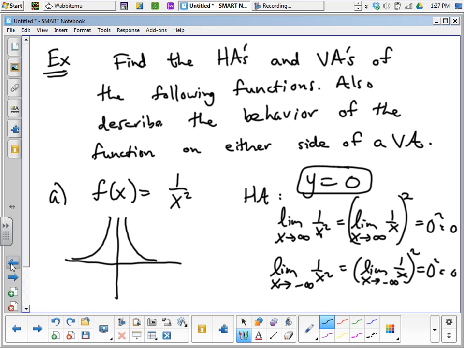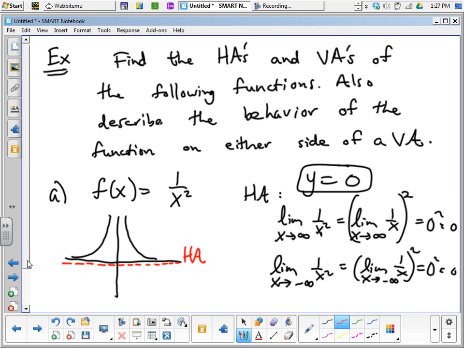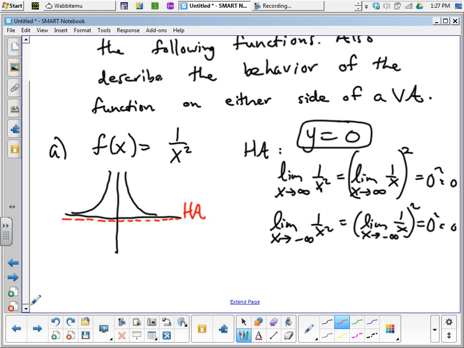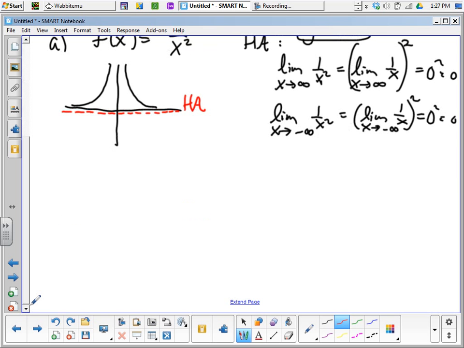Now we can draw it if we like, because we believe it's there. See? There's your HA. Okay, let's do the vertical asymptotes. So according to the definition, we need to do a limit at a value of x that we believe is restricted from the boundary. Okay? All right, so we are very interested in x equals 0.